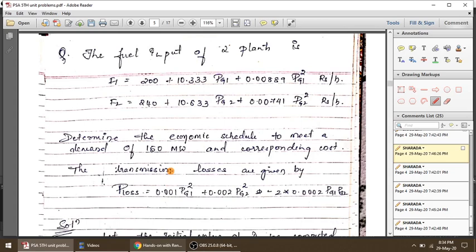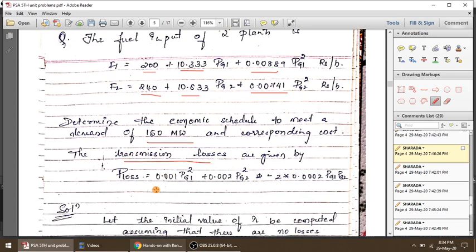Fine. So coming to the problem statement, the fuel input of two plants is F1 equal to this expression, F2 is equal to this expression. So this is A value, B value and C value. Similarly for F2, this is A2, B2 and C2. So determine the economic schedule to meet a demand of 150 megawatt and the corresponding cost. Corresponding cost is nothing but when you find out the power output value, you will substitute here, you will get the total cost. So the transmission loss expression is given.